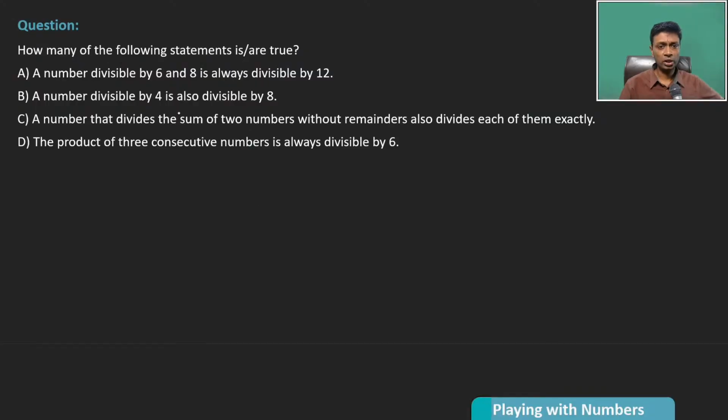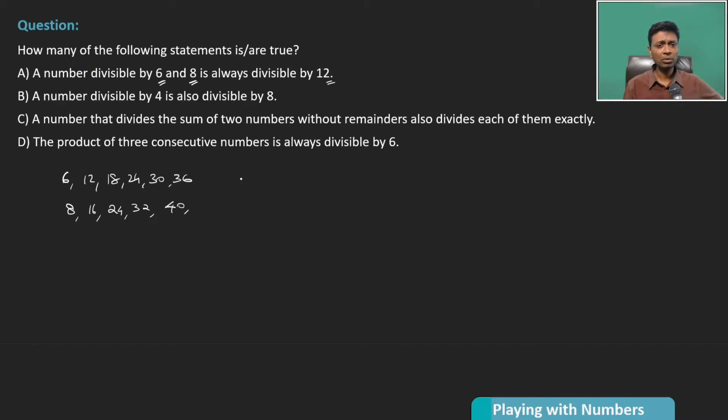How many of the following statements is or are true? A number divisible by 6 and 8 is always divisible by 12. Wonderful. A number that's divisible by 6 and by 8. A number that's divisible by 6, like 6, 12, 18, 24, 30, 36. These are all multiples of 6. All of these will be divisible by 6. 8, 16, 24, 32, 40. These are all multiples of 8. They'll all be divisible by 8.